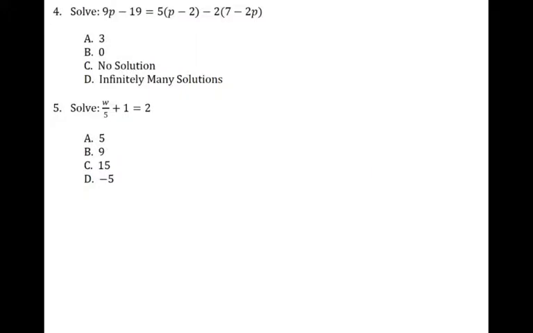Number 4. Ooh, got 2 sets of parentheses. Okay, so let's go ahead and distribute. So I'm going to rewrite my problem. I have 9p minus 19 equals, I can distribute the 5 into my first set of parentheses. So 5 times p is 5p. 5 times negative 2 is negative 10. For my second group, I am going to distribute a negative 2 into the parenthesis. So negative 2 times 7 is negative 14. Negative 2 times negative 2p is a positive 4p.